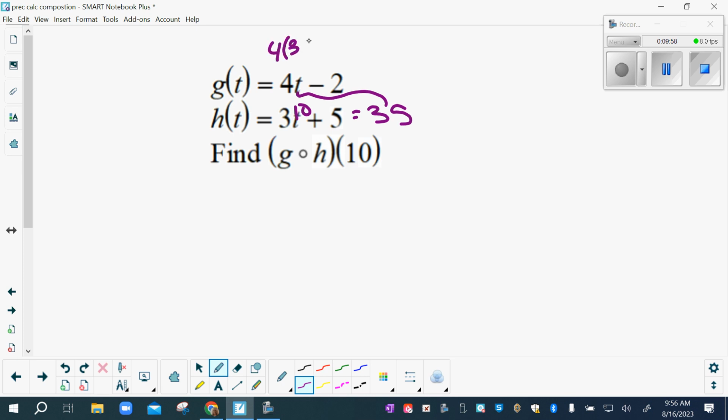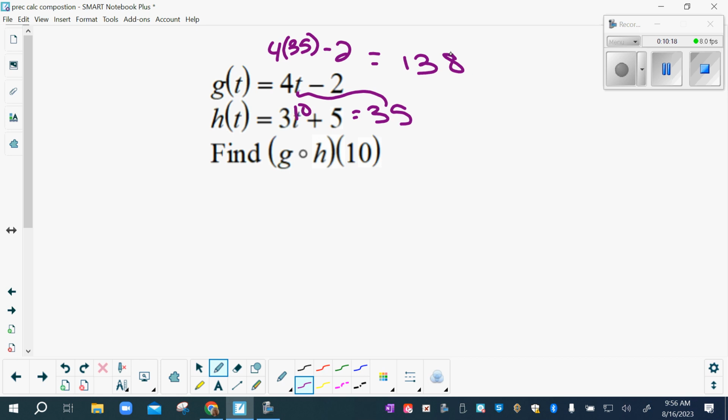So 4 times 35, that's 140, in case you wanted to know. Take away 2, I got 138. How'd I do? Did I do okay? Can you wiggle your fingers if you got that? Nice and easy? No one losing? Are you with me? Okay. So that's Algebra 2. Algebra 2 trick. We start plugging in.